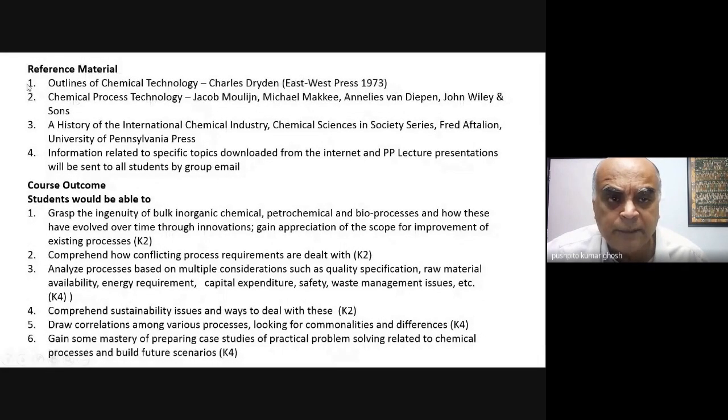But another very important book for which unfortunately the soft copy is not available. It's available in our library, but you might be able to order it, buy it. It's Outlines of Chemical Technology by Charles Dryden. I think he came from Ohio State University and spent a couple of years in IIT Kanpur. Those were the early days, I think in the late 60s and 70s. And it's remarkable that he ended up writing a book on chemical technology, which was relevant to India, and that book is still very, very relevant and important.